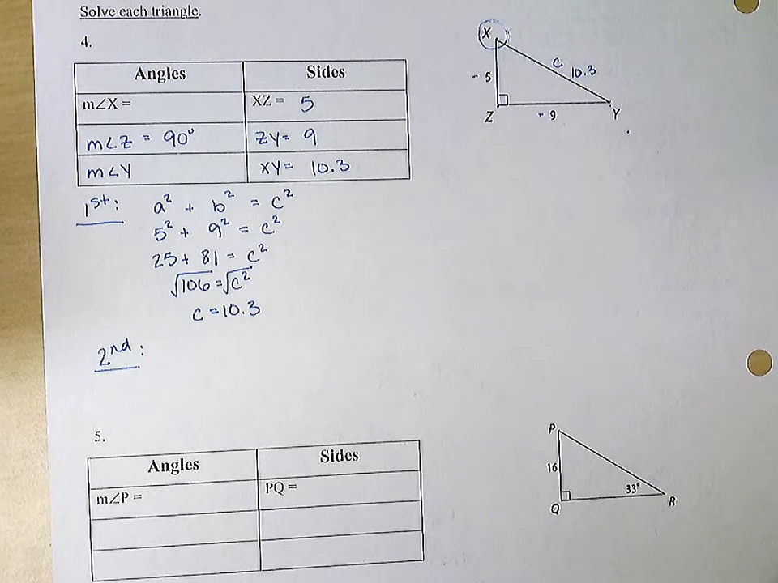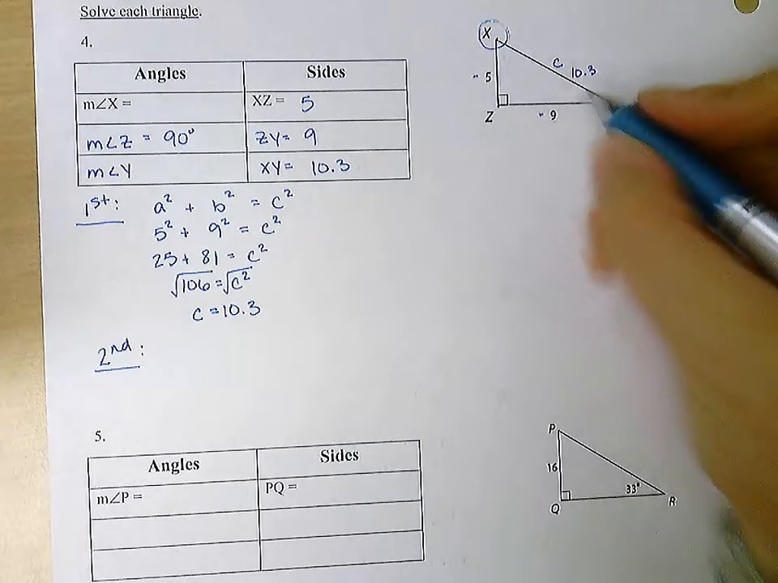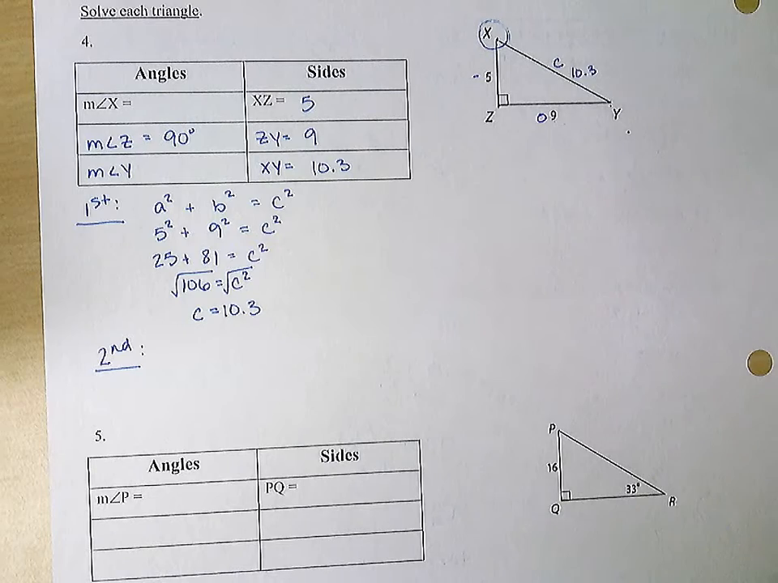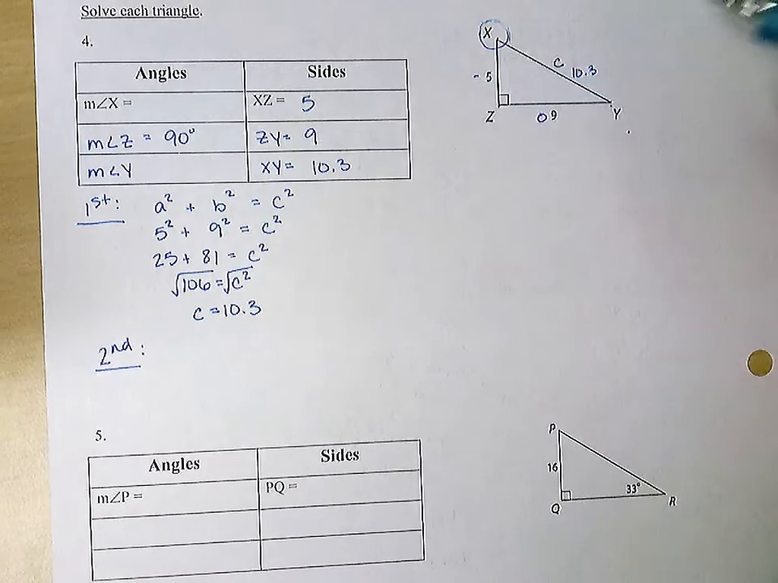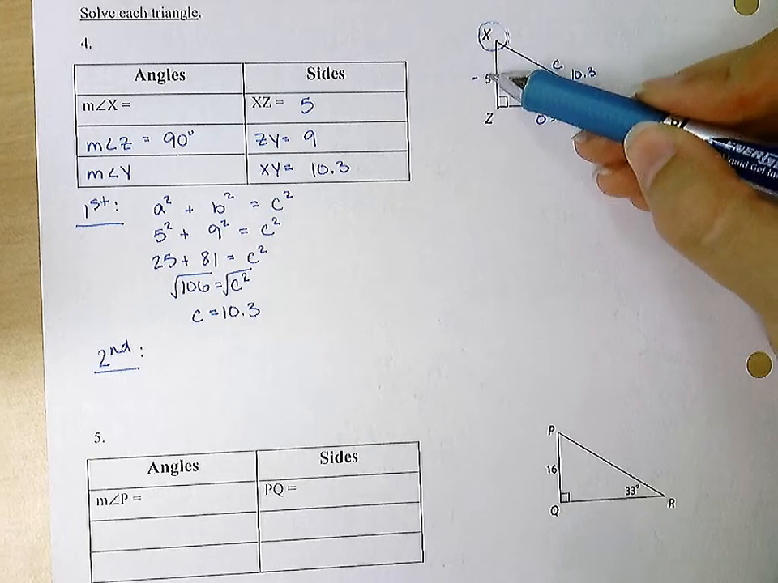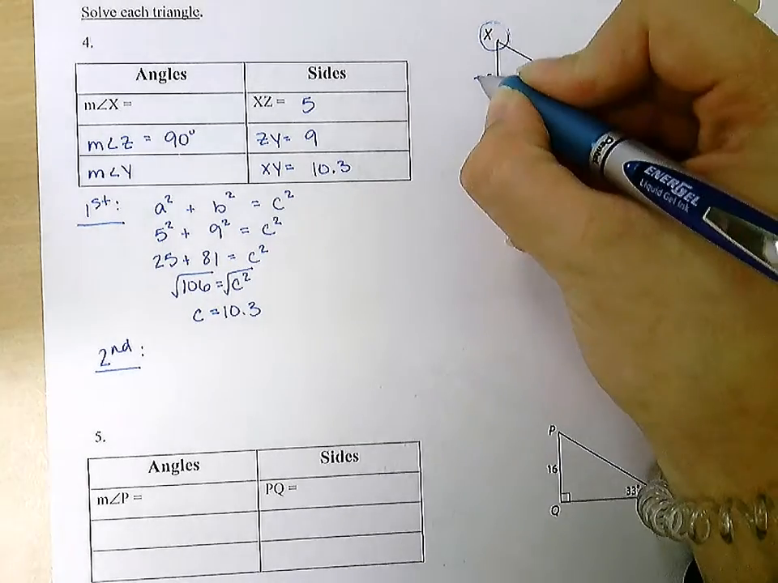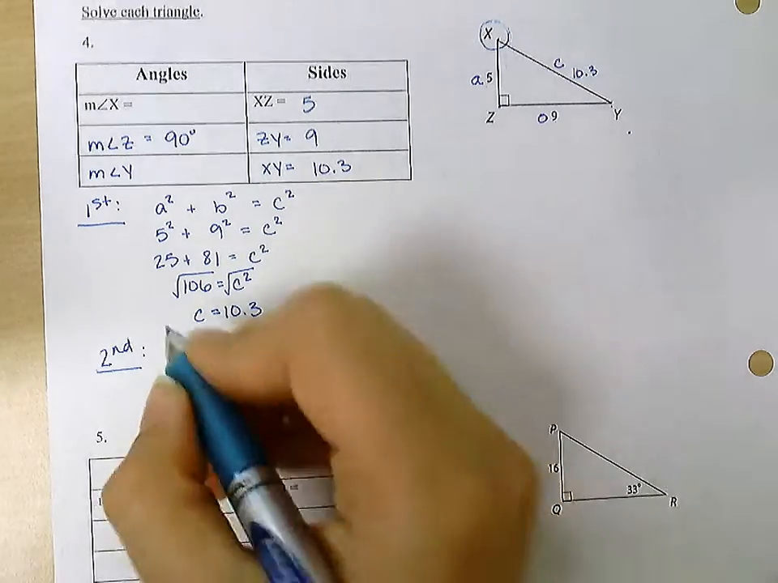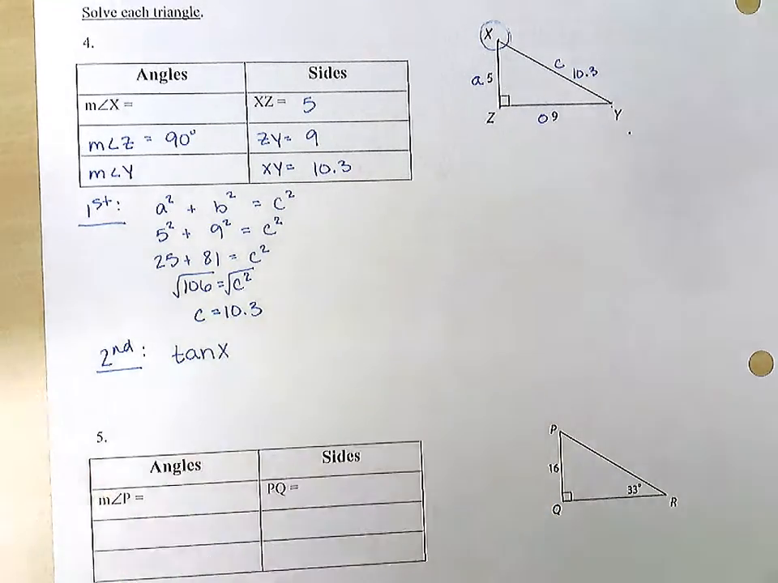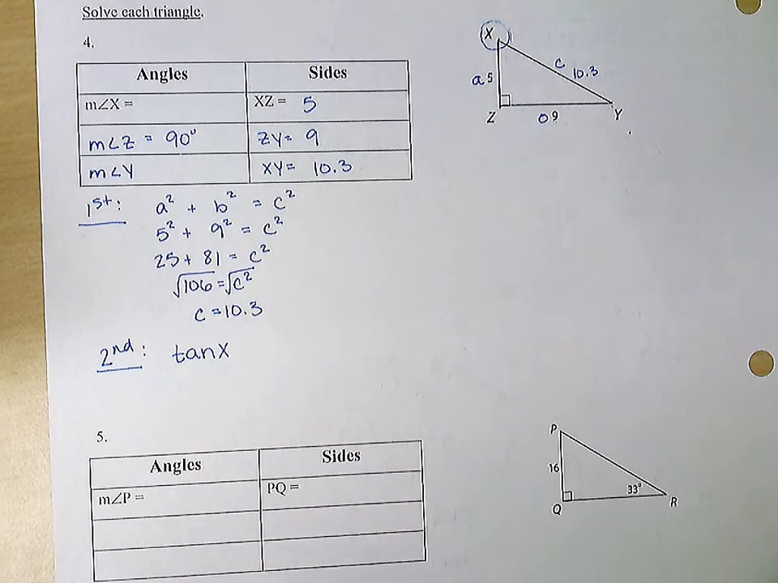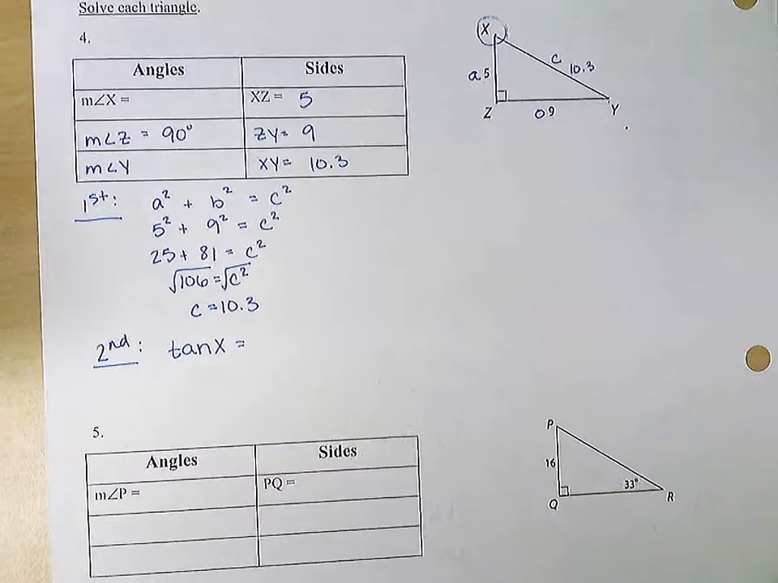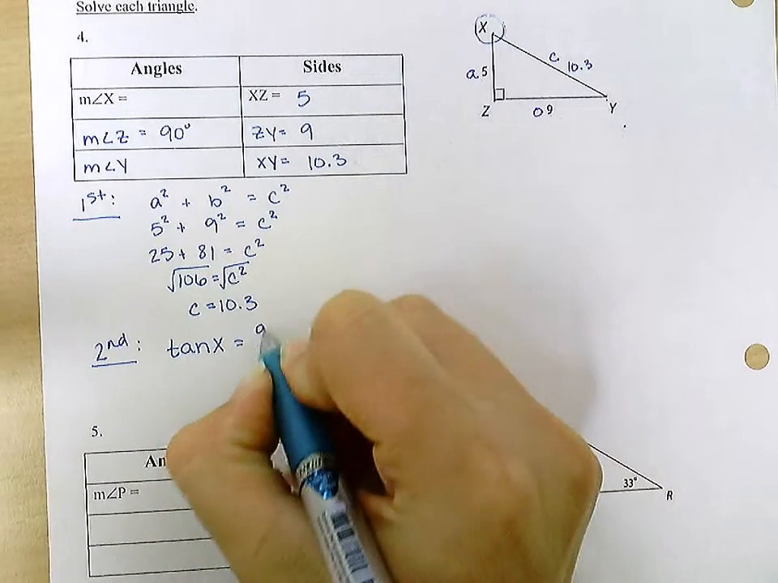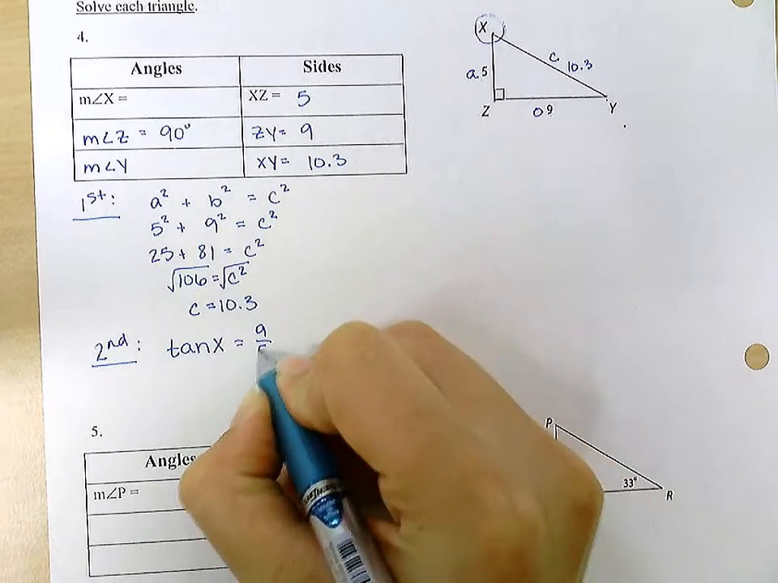So I want to label those sides from angle x. 9 is across from that angle, so that is your opposite side. The side that has 5 here is the one right next to angle x, so that is your adjacent side. So I have O and A, so I'm going to use tangent. Tangent of x, because I'm finding angle x, is equal to the opposite side, 9, over the adjacent side, 5.